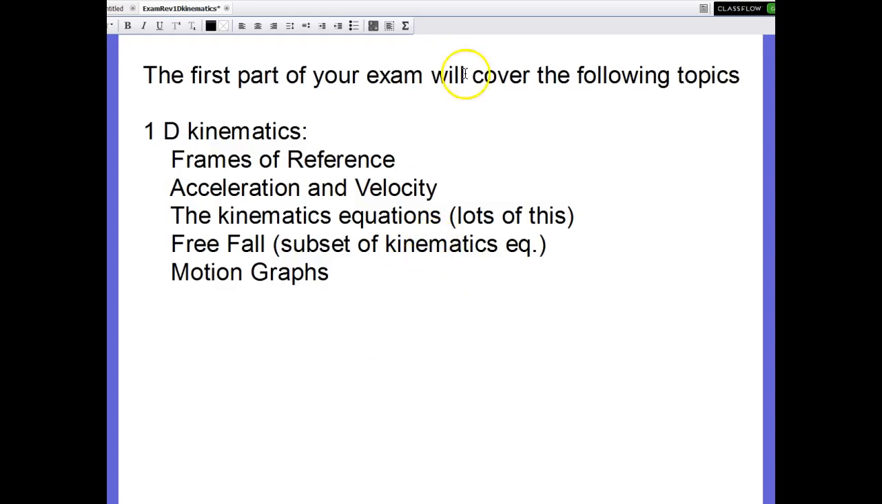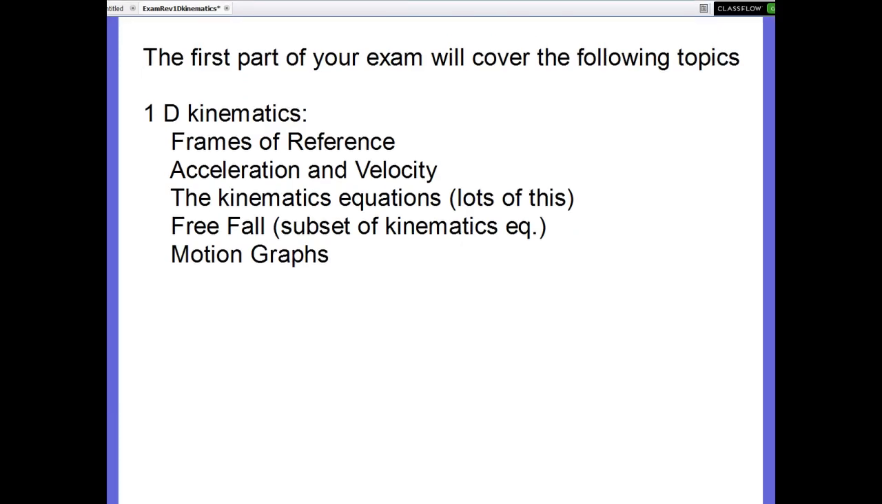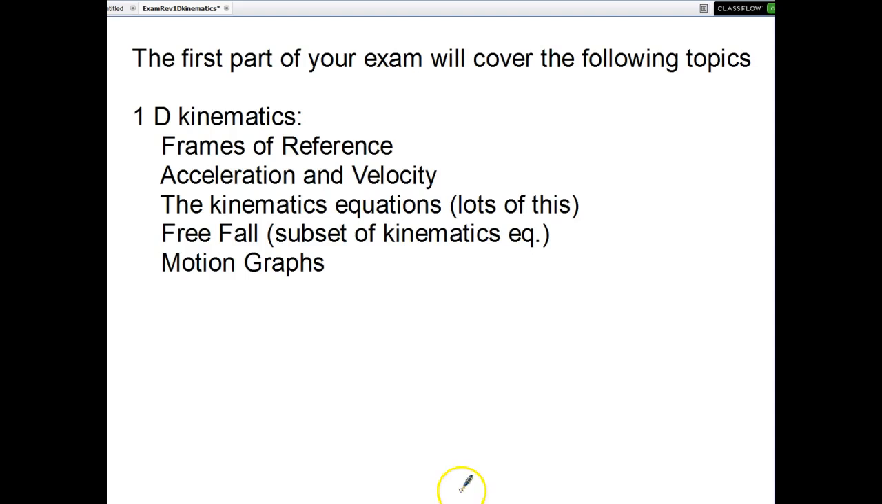Hi guys, it is time for our review session for the final exam. This is going to be split into 4 parts, and in the first part we will talk about one-dimensional kinematics, frames of reference, acceleration and velocity, the kinematics equations, free fall, and motion graphs.